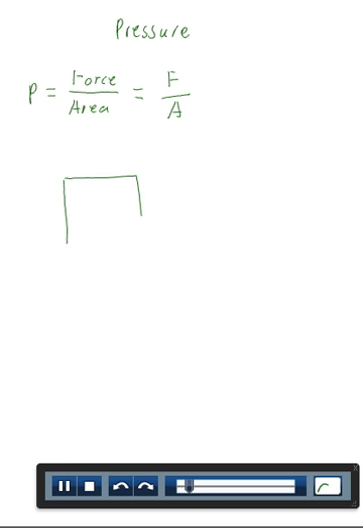Now if we have a container and we have little gas particles inside the container, a gas takes up the whole volume of the container, so it's evenly distributed. We have lots of gas particles here, and these particles are moving and they hit the inside walls of the container, and that's the force that the gas is exerting. And so if we add up all those forces of the gas particles hitting the inside of the container divided by the area of the inside of the container, that's equal to the pressure.